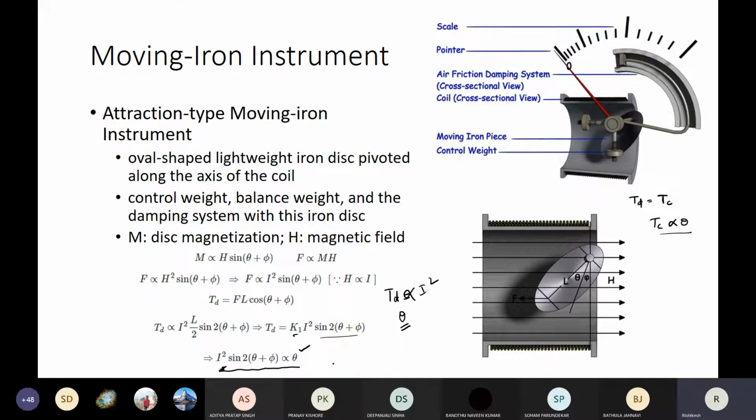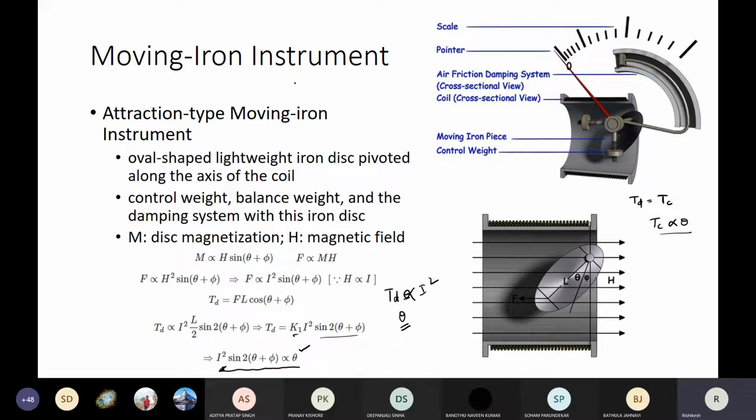Now where was theta proportional to I square? If you remember, it was in the electrodynamic instrument. Theta is proportional to I square there, and that is why it is categorized as a non-polarized instrument. That means it doesn't matter in which direction current flows; since it is proportional to I square, it is able to measure AC quantities. The same is applicable in the case of the moving iron instrument.